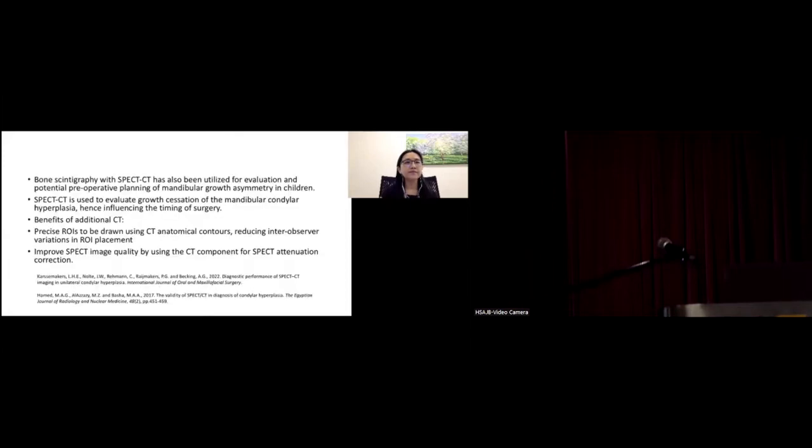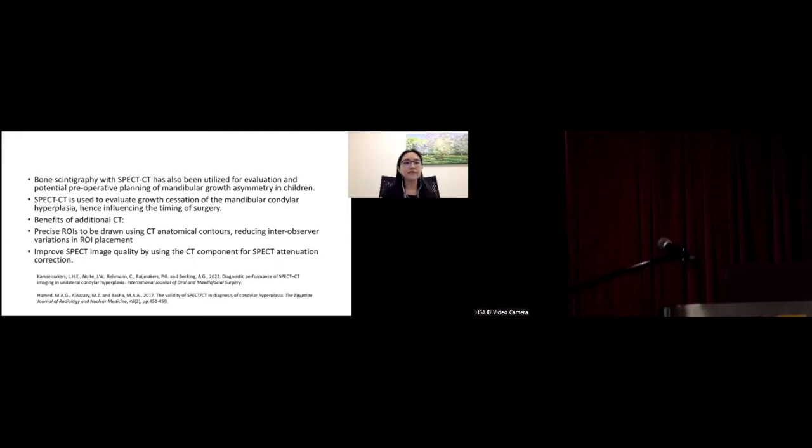Bone scintigraphy with SPECT-CT has also been utilized for evaluation and potential preoperative planning of mandibular growth asymmetry in children. SPECT-CT is used to evaluate the growth cessation of mandibular condylar hyperplasia, hence influencing the timing of surgery. Benefits of additional CT: precise ROIs can be drawn using CT anatomical contours. This reduces inter-observer variation in ROI placement and improves SPECT image quality by using the CT component for SPECT attenuation correction.